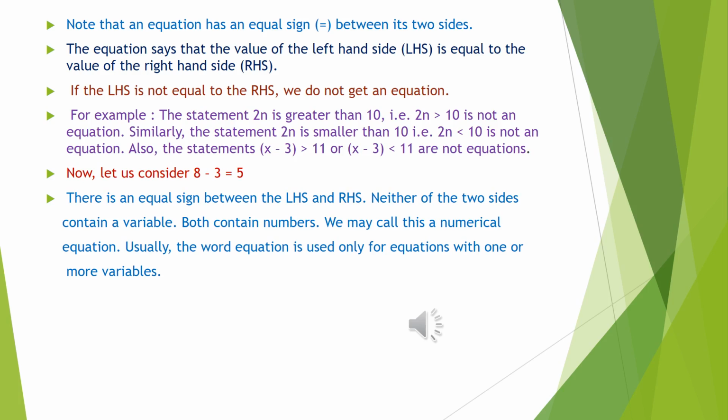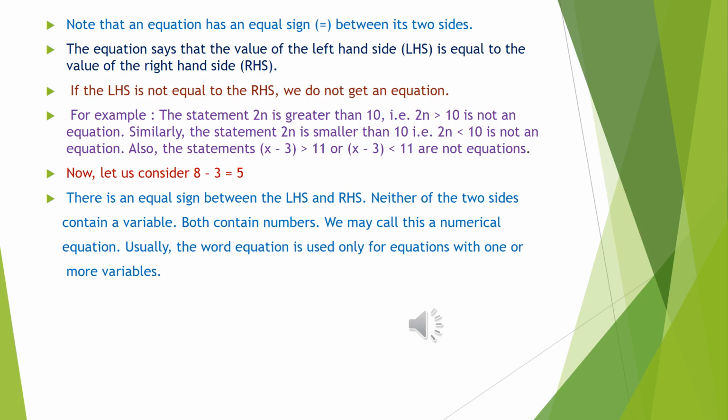For example, the statement 2n is greater than 10, that is 2n greater than 10 is not an equation. Similarly, the statement 2n is smaller than 10, that is 2n less than 10 is not an equation. Also, the statements x minus 3 greater than 11 or x minus 3 less than 11 are not equations.